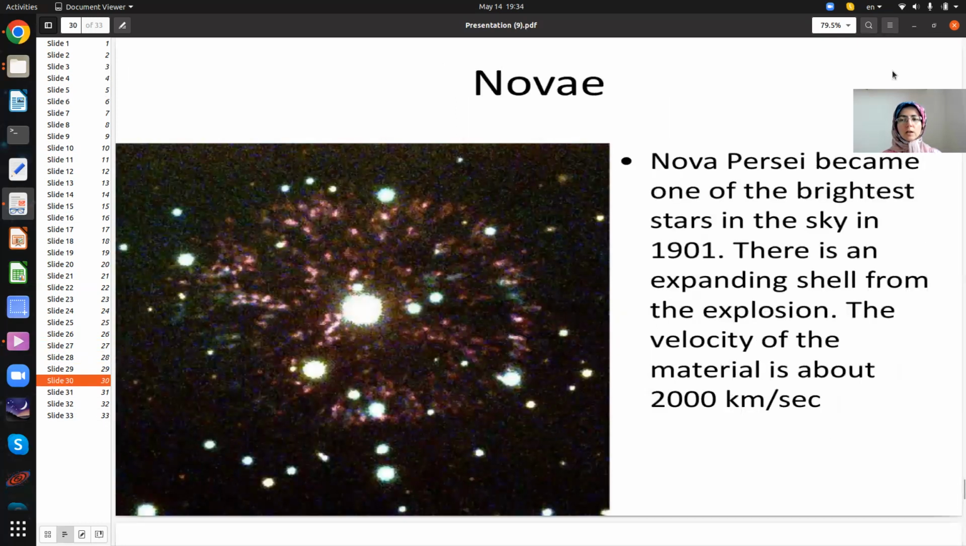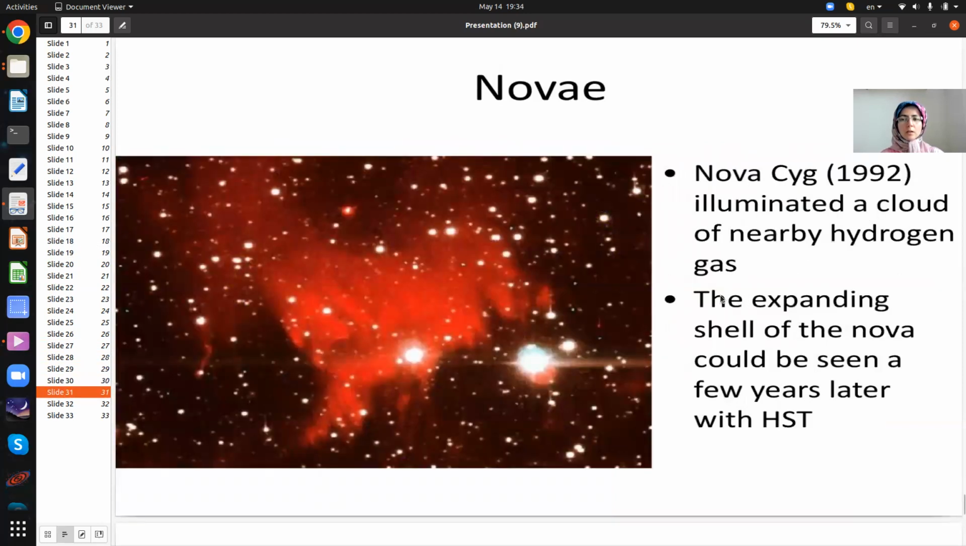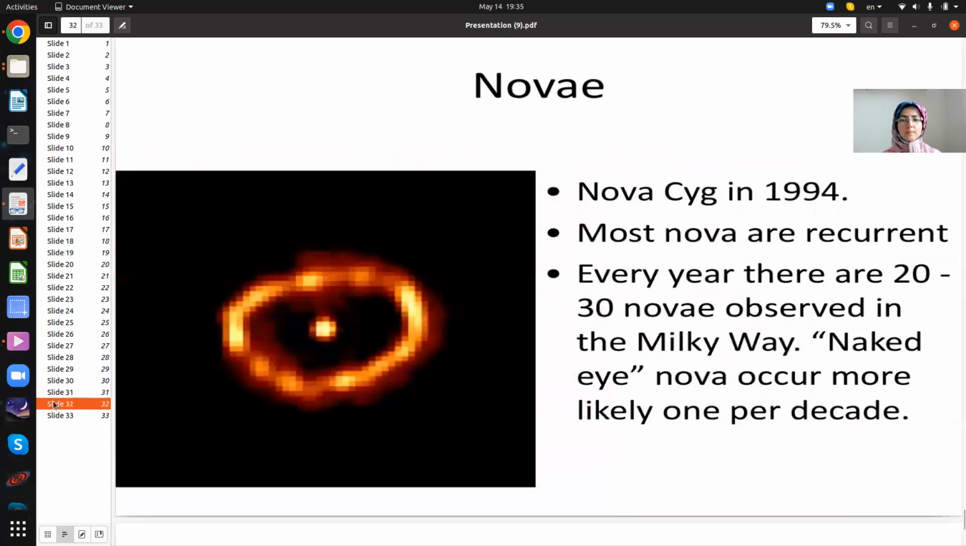Here you see Nova Persei, which became one of the brightest stars in the sky in 1901. There is an expanding shell from the explosion. The velocity of the material is about 2,000 kilometers per second. Here is Nova Cygni 1992, which illuminated a cloud of nearby hydrogen gas. The expanding shell of the nova could be seen a few years later with the Hubble Space Telescope.